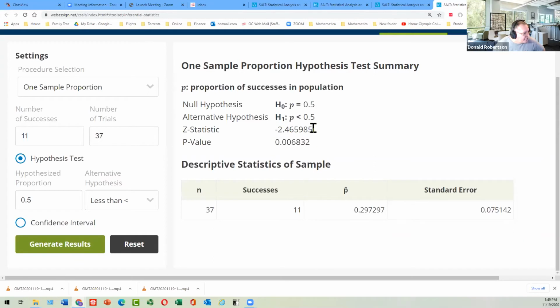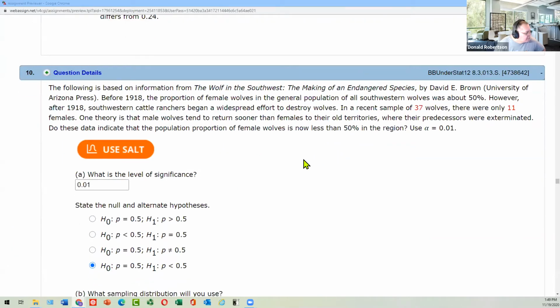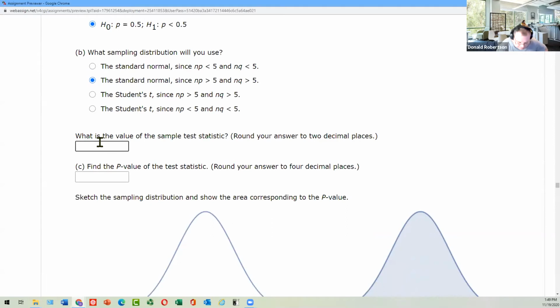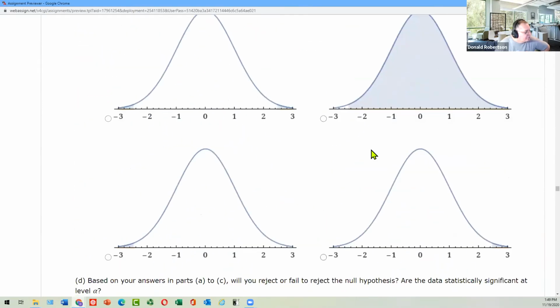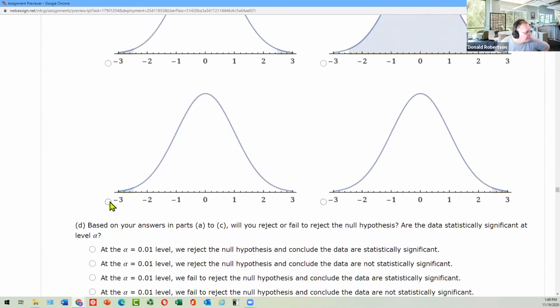Now, do you see that Z-score is a pretty healthy negative number, about negative 2.5, and the p-value is tiny, 0.0068. So there's my Z-score. There's my p-value. I'm looking for less than. So the picture that has a less than in it is that one.